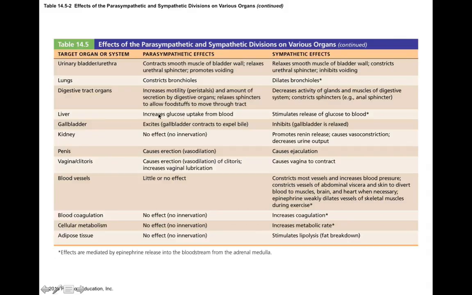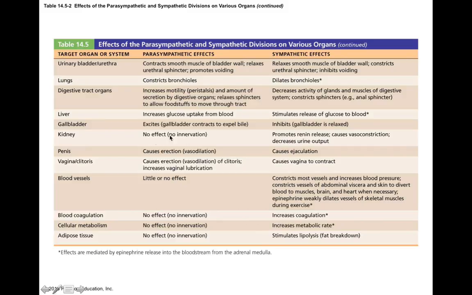Your parasympathetic nervous system can increase glucose uptake from blood, so it lowers blood sugar. It helps to store that for later use in your liver. And then your sympathetic nervous system stimulates the release of glucose into blood. That way you can increase blood sugar for utilization by your body's cells during the fight or flight response. Parasympathetically, your gallbladder becomes more active in response to an increase in your parasympathetic nervous system, whereas the sympathetic nervous system inhibits gallbladder secretions because this is involved with digestion.